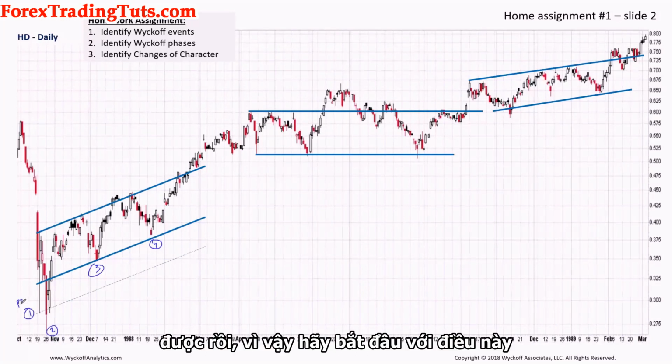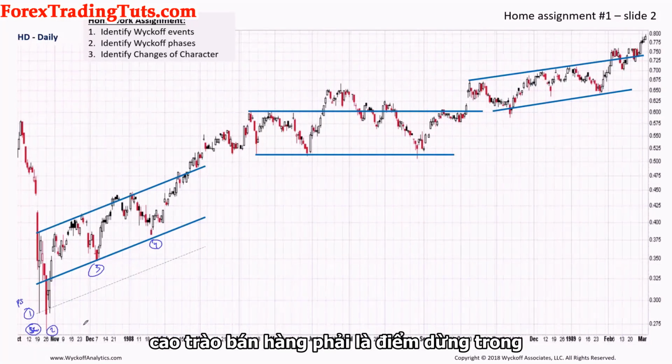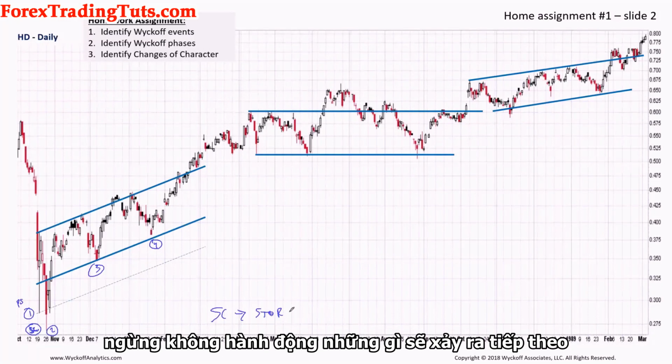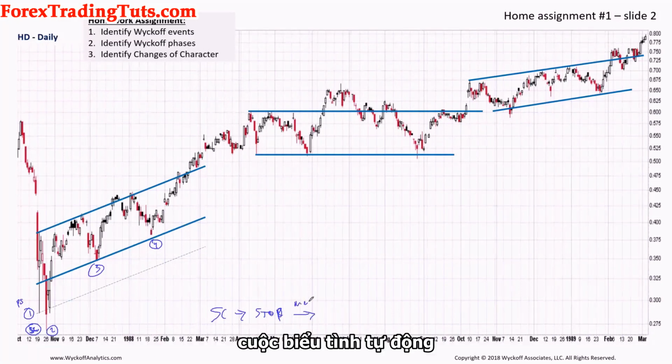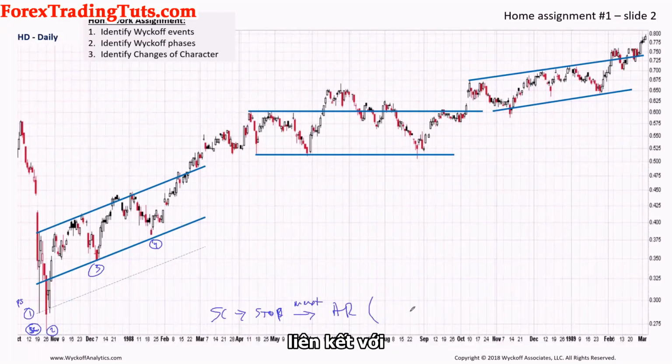Okay, so let's start with this preliminary support, selling climax. So let's go through the logic of this labeling. So we know that selling climax has to be the stop in action, right? And then after the stop in action, what should happen next? Automatic rally. Next is going to be automatic rally. And automatic rally is going to be associated with what else? With what kind of change of behavior, change of character?